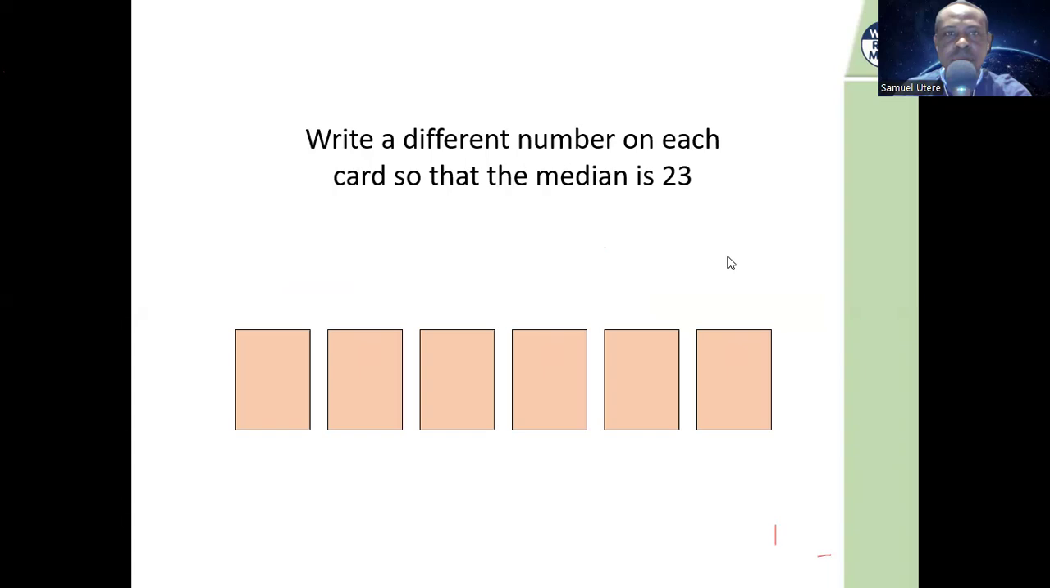Have a think. Write a different number on each card so that the median is 28. This is an interesting one.